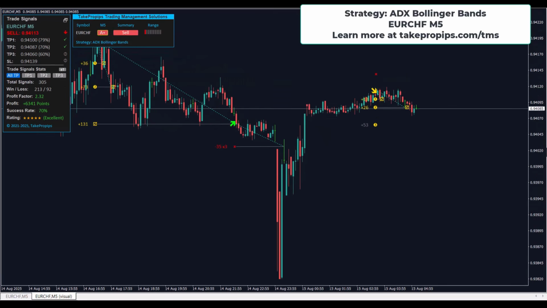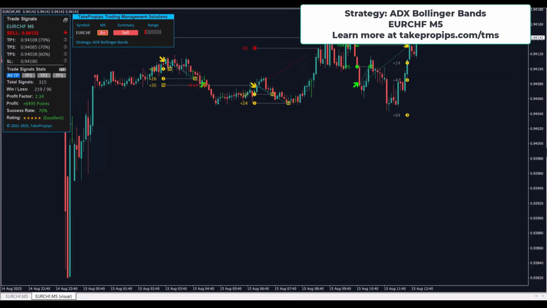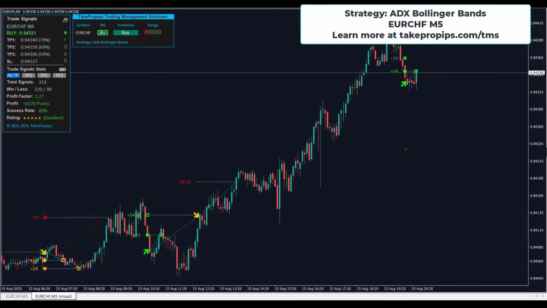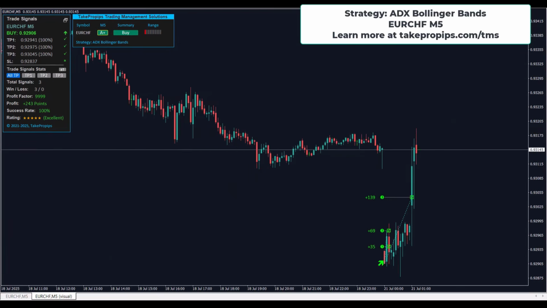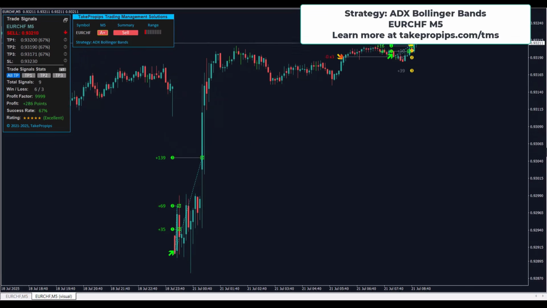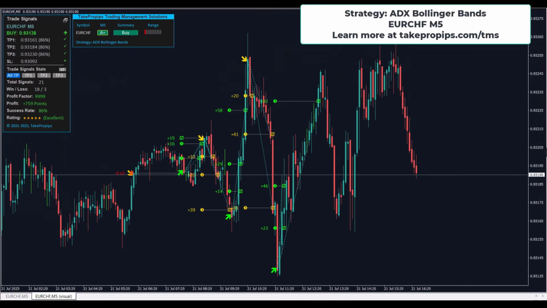By letting the Trading Management Solutions EA handle the signal detection and trade management, it becomes much easier to consistently apply the strategy without emotional decisions interfering with the process. As the test continues, we'll be able to see how well the ADX Bollinger Bands strategy performs under these conditions and whether it can maintain a strong balance between risk control and profit potential.